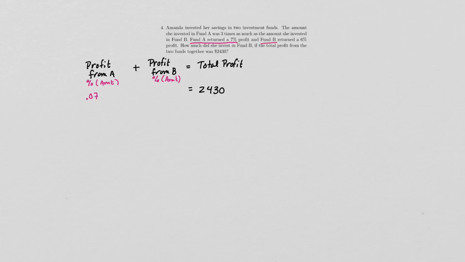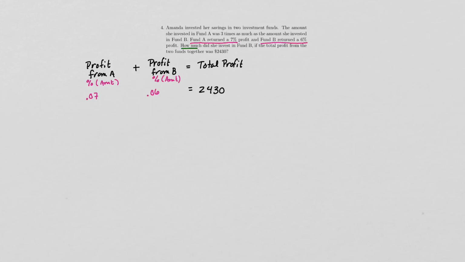Okay, so again, we're going to have the profit from A plus the profit from B equals the total profit. And they give me the total profit, it's $2,430. And then just like my last two, we're going to have the percent times the amount and the percent times the amount. So it says Fund A returns 7% profit, so that's going to be 0.07. Fund B returns 6% profit, so 0.06.